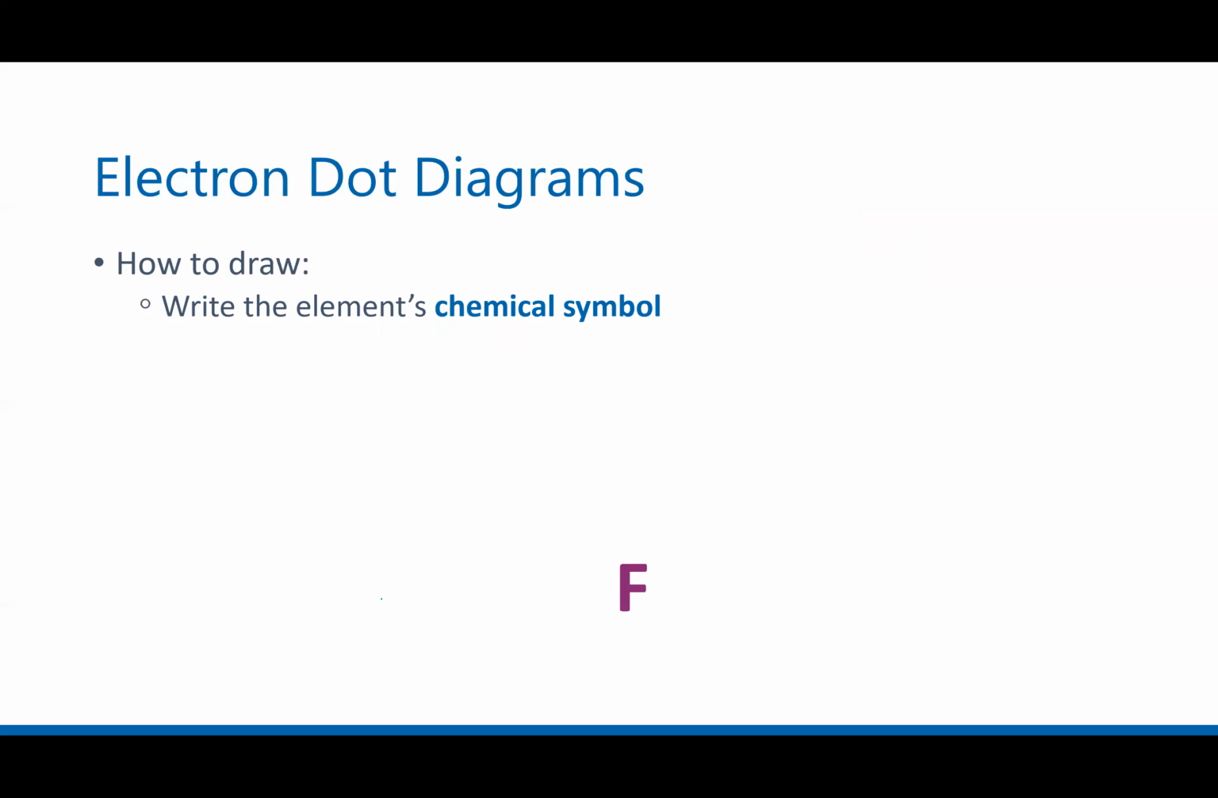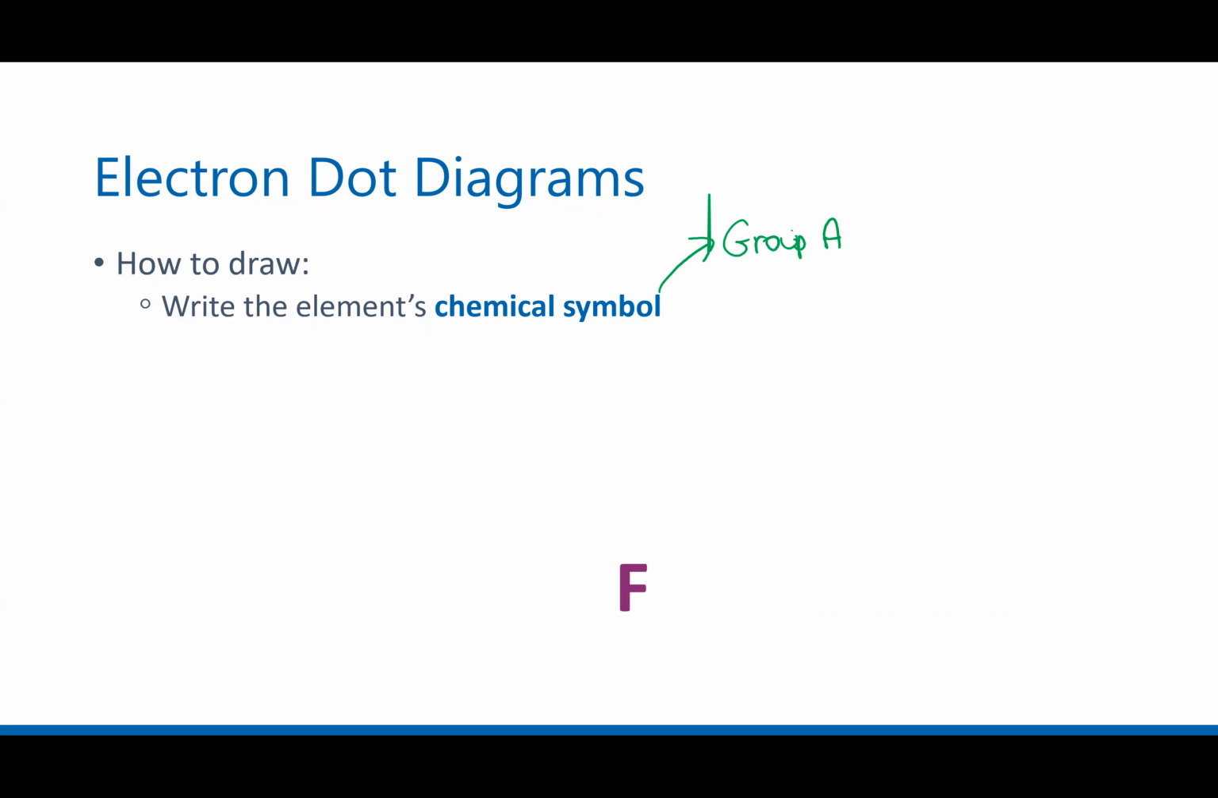The first thing you do is write the element symbol. Now, in Chemistry 1120, we're only going to be dealing with group A. So that would be group 1 and 2, and then 3, 4, 5, 6, and 7. So we're sticking with group A here. The transition metals, we really can't do electron dot diagrams. So we're sticking with group A. So you write the chemical symbol.